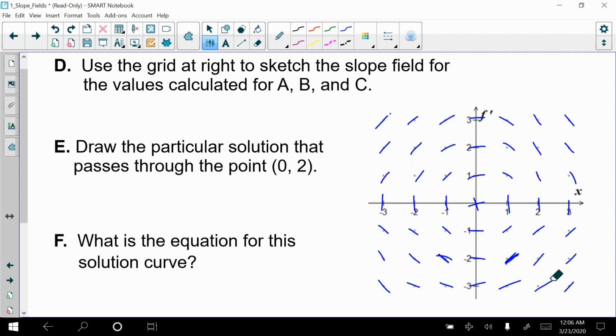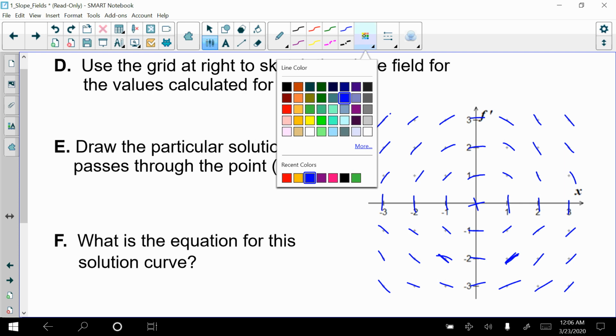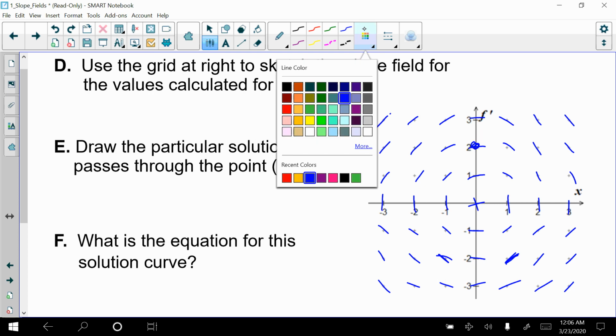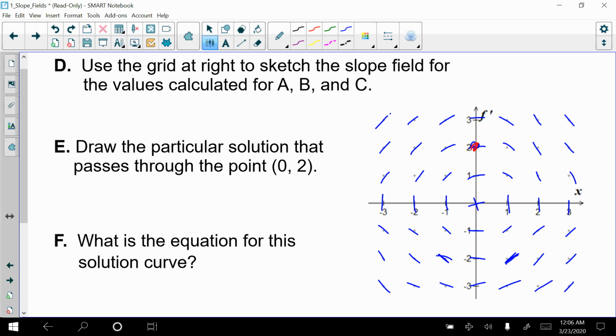So what it's telling you to do, it says draw the particular solution that passes through 0, 2. So let's go ahead and identify where 0, 2 is on the function. So 0, 2, something right here. Oh, I don't want to pick the same color. I wanted a different color. Okay.